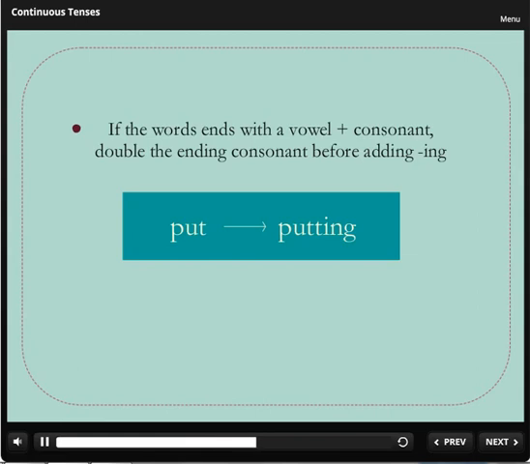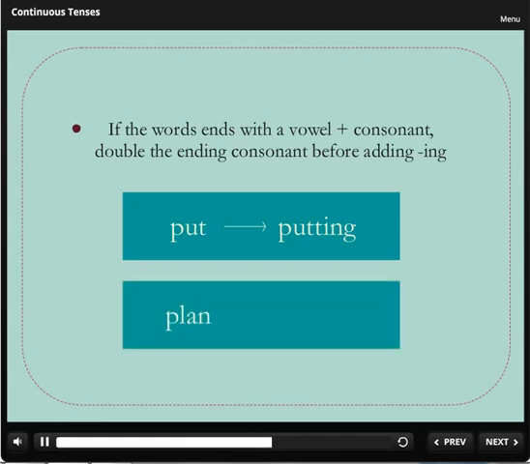Similarly, the verb plan also ends with a vowel, a, and a consonant, n. If we want to add ing to this verb, we first double the last consonant, that is n, then add ing.